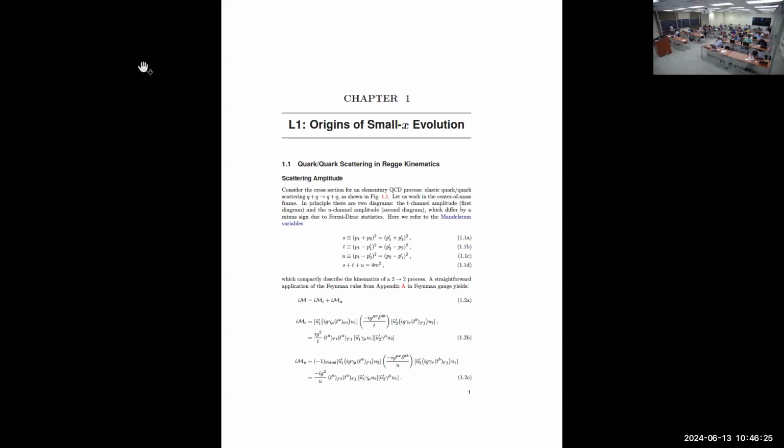So I have my T channel amplitude, my U channel amplitude that goes along with it, I can replace with 0 at leading power in the center of mass energy S. I could then do all of the usual QFT techniques of take the amplitude, square it, convert the spinors to traces, convert the traces to dot products, convert the dot products to Mandelstam variables, and then take the Regge limit. S goes to infinity, T equals fixed.